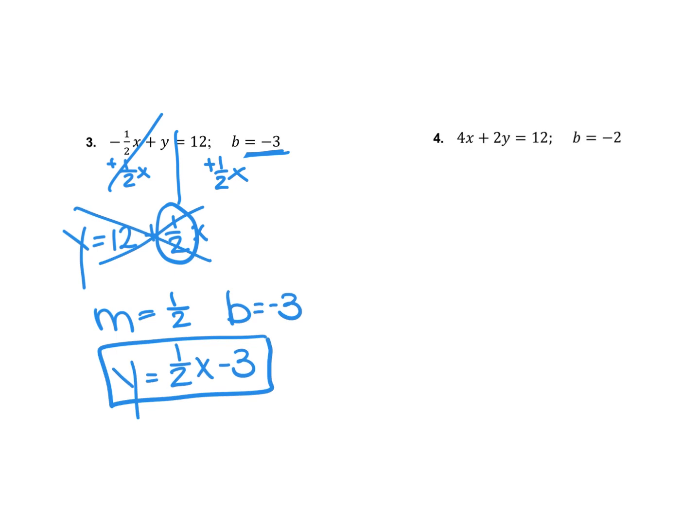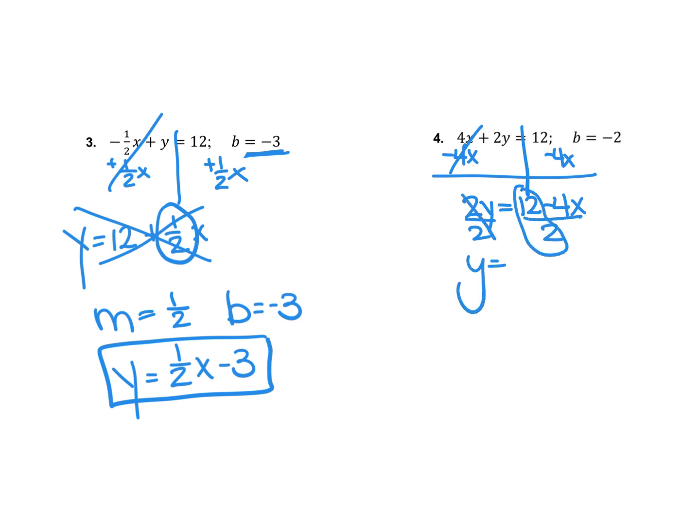All right, question number 4. Now notice I can't tell what the slope is, or I guess I don't need the y-intercept. I can't tell what the slope is because I haven't solved for y. The y is not all by itself. So to do that, remember we're going to have to subtract the 4x on both sides. And that gives us 2y is equal to 12 minus 4x. I don't want 2y, so I'm going to divide everything by 2. And y is going to be equal to 12 divided by 2 is 6. Negative 4x divided by 2 is negative 2x.